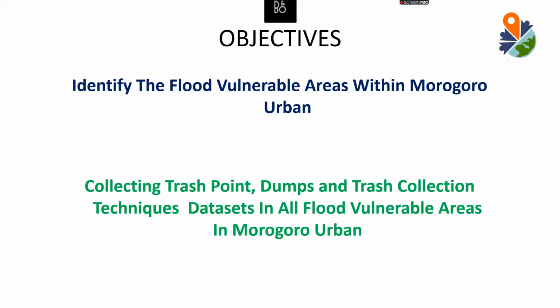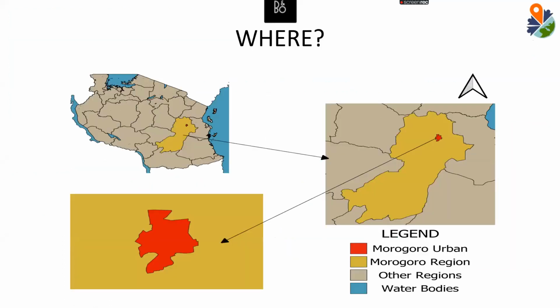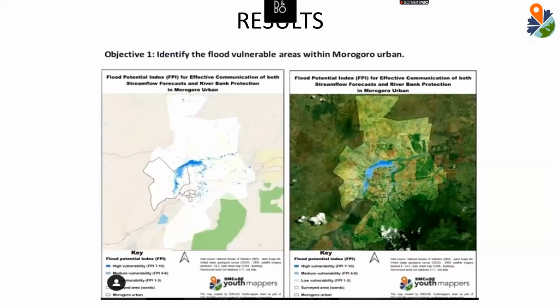The objective in the first project was to identify flood vulnerable areas within Morogoro urban and collect trash points, I mean the waste trash points in households. Why did we do that? As I mentioned earlier, stakeholders need to respond, recover, plan, mitigate and prepare for these kinds of events that we know have a lot of impact in our communities. The first project was based in Morogoro urban, Morogoro municipal, and we had the first data collection aspect where we collected trash points as well as a household survey. On our results, we have that information.